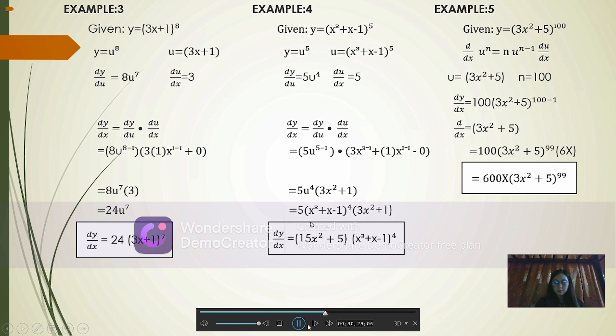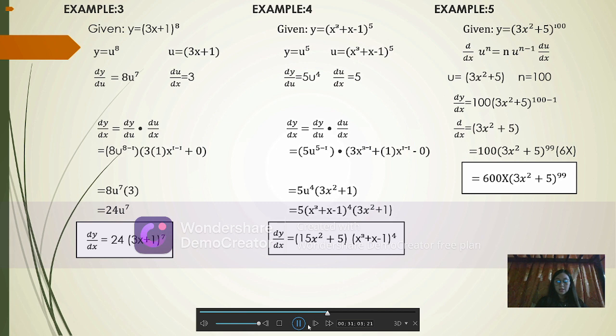Yung u kasi natin, ito nga yun, yung naka-parenthesis na x cube. Ito yung given natin. Yun yung ilalagay natin sa u. Yun yung given natin, yung naka-parenthesis. Ito yung u. X cube plus x minus 1 is equal to u up to the fourth power. Then, write natin yung 3x squared plus 1.